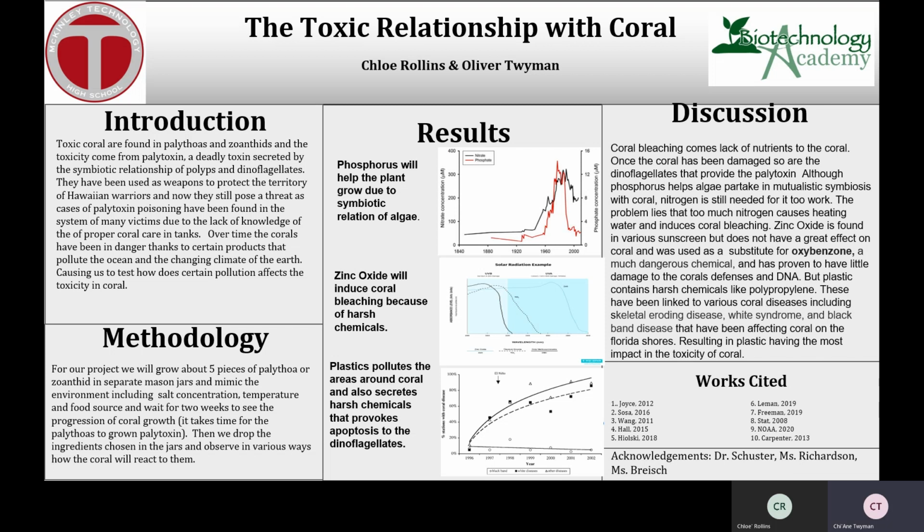But plastic contains harsh chemicals like polypropylene. These have also been linked to various coral diseases, including skeletal eroding band disease, white syndrome, and black band disease that have also been affecting coral on the Florida shores, resulting in plastic having the most impact on the toxicity of coral.